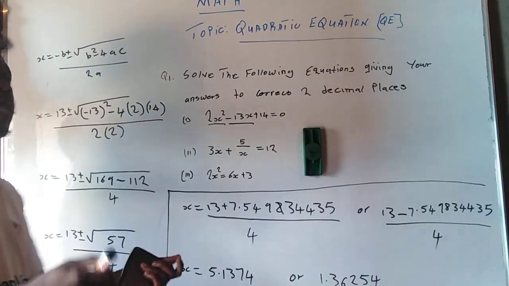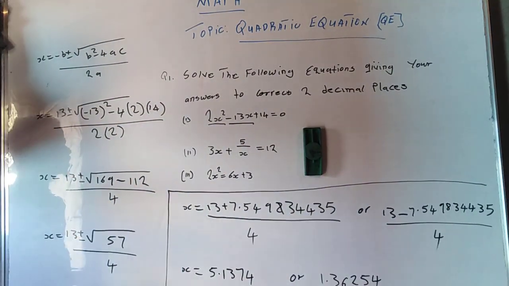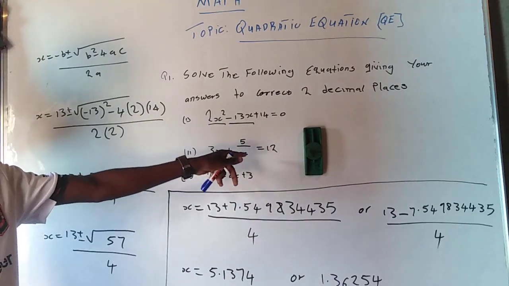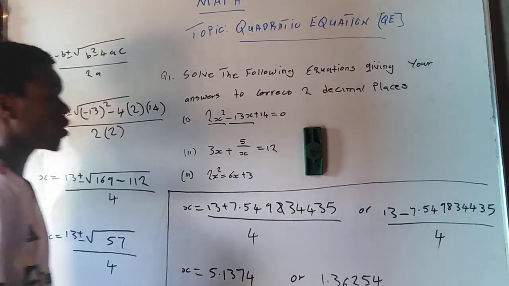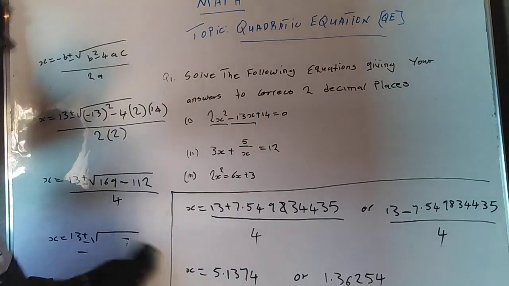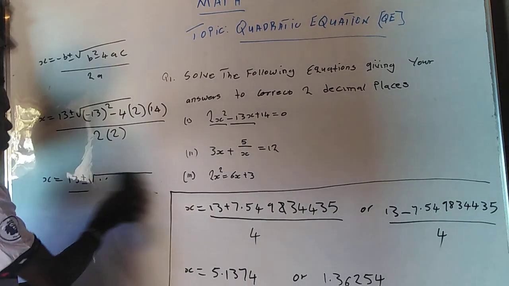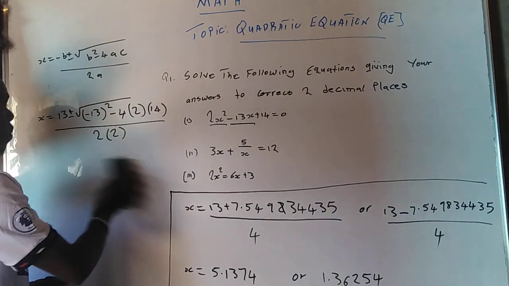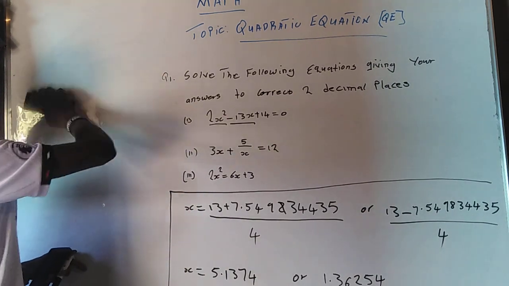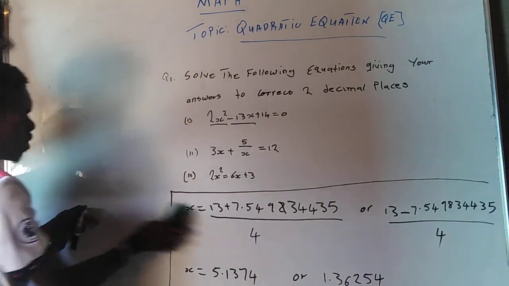We now move on to the second part, which is saying 3x plus 5 over x is equal to 12. So let me just try and erase this stuff. So these are quadratic equations. They come each and every year.